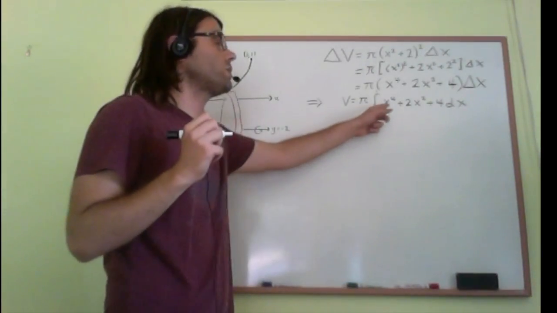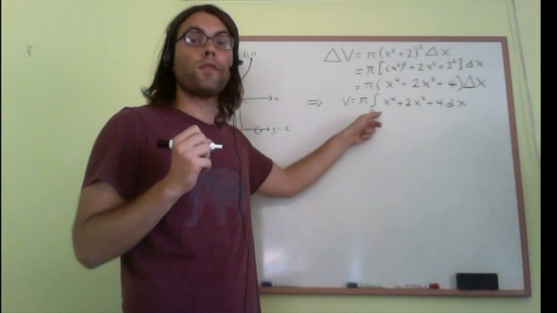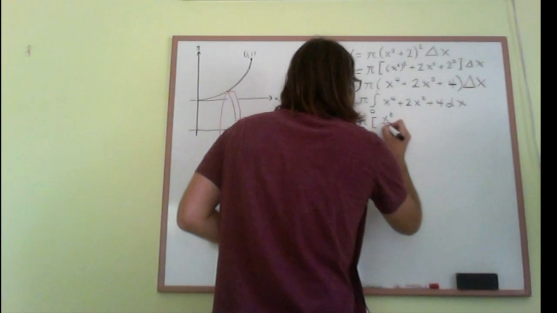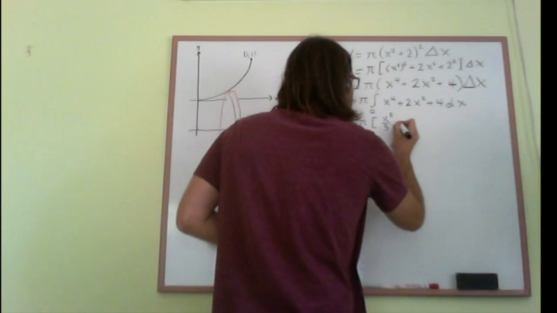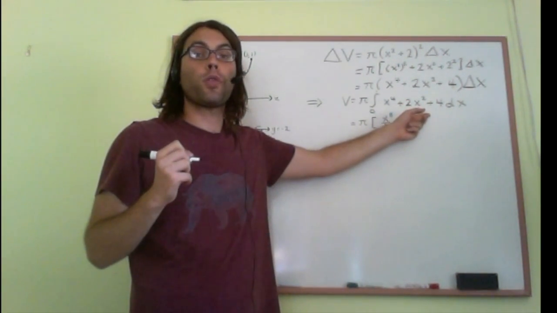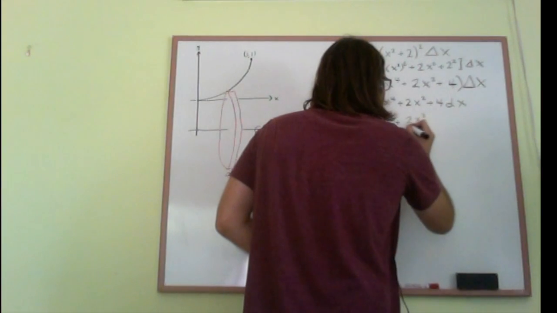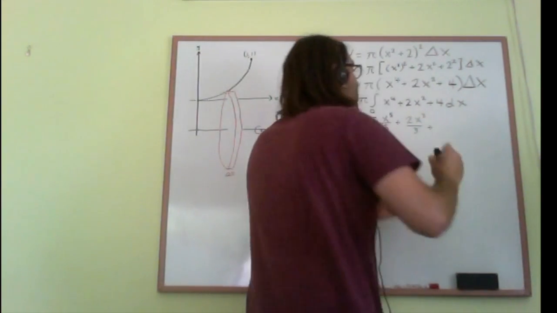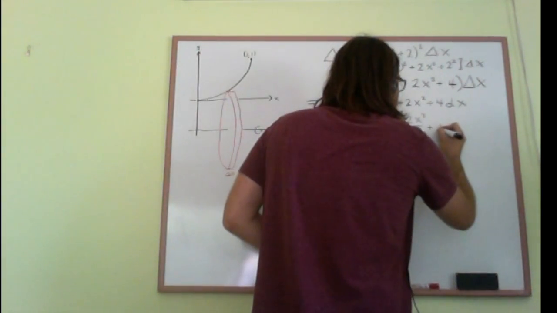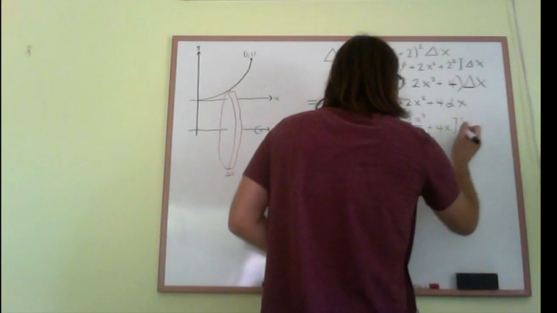Let's take the antiderivative of each term. X to the 4th has an antiderivative of x to the 5th over 5. So we go ahead and write that here. 2x squared has an antiderivative of 2x cubed over 3. And the antiderivative of 4 is 4x. And this is from 0 to 1.